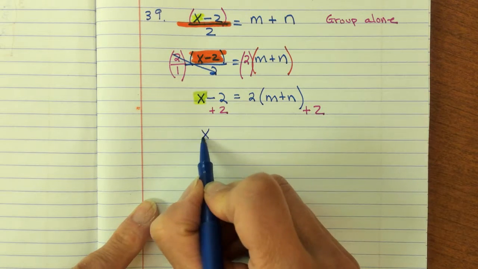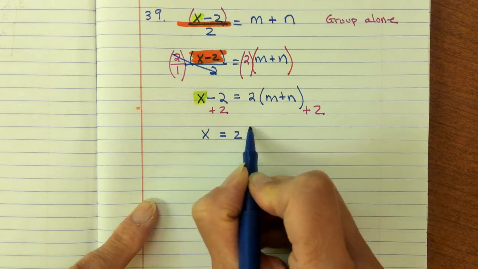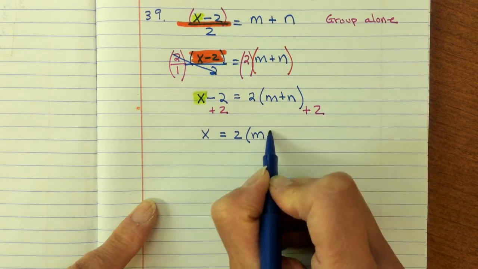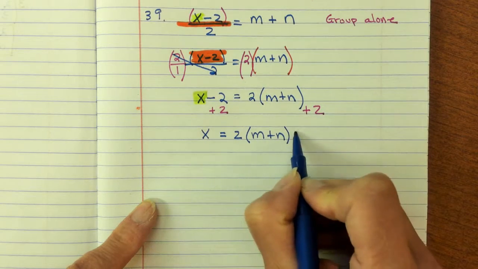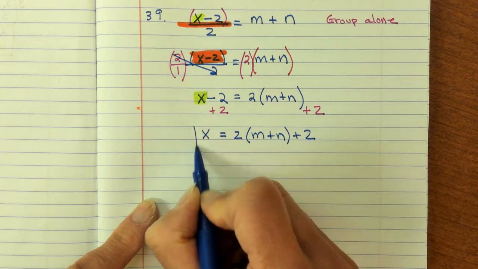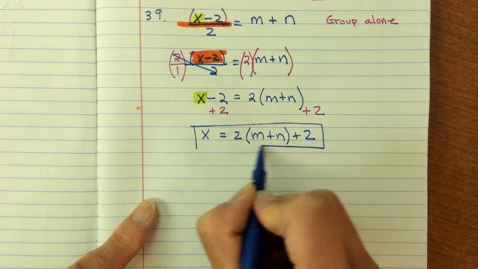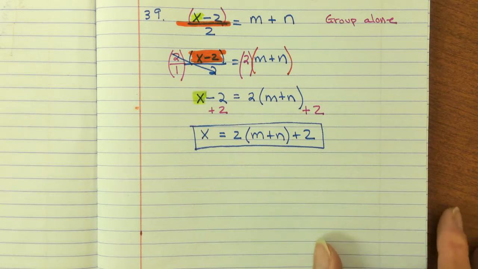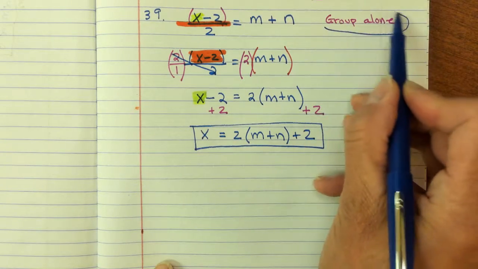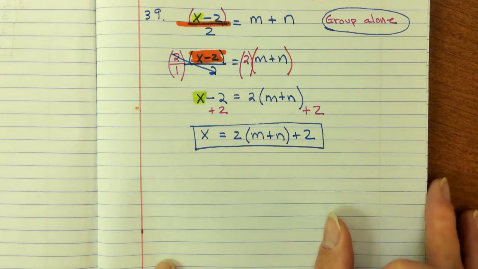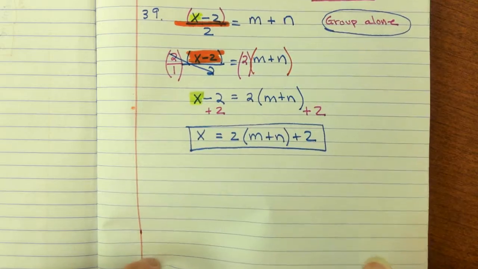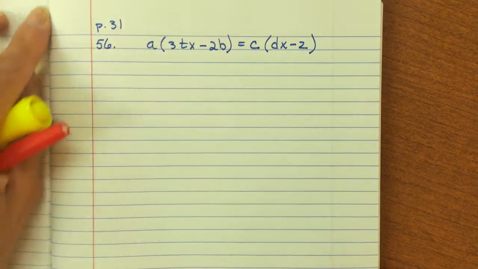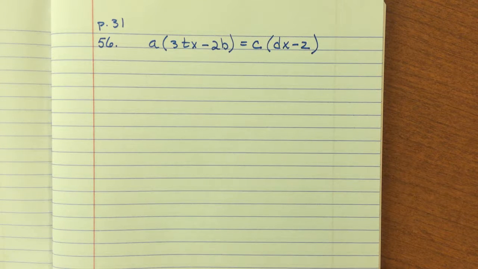So that gives me x is equal to 2 times the quantity m plus n plus 2. Simply leave it like that. You've just solved for x. This is the key right here. You've got to think about getting the group alone. Okay, one more example. This is on page 31, problem 56.